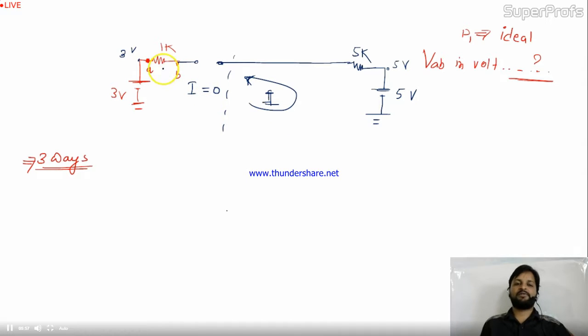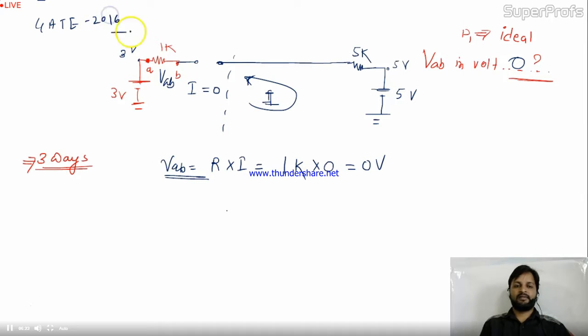If I equal to 0, will there be any voltage drop over here? Let's take voltage drop VAB. So VAB will be given by R into I. Your R is 1K. Tell me the current. Current is 0. So it's 0 volt, friends. So VAB is 0. You have to write over here 0 volt and you will get your marks. This is the GATE 2016 problem. Now I told you earlier the same question I can do by 3 methods.